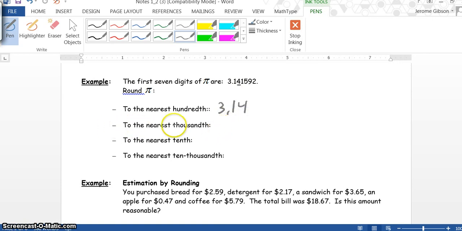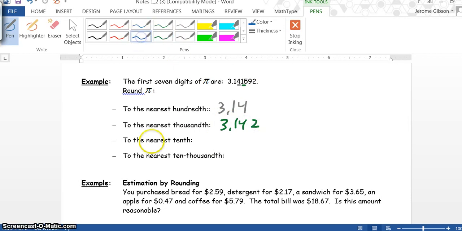Now it says to the nearest thousandths. So we go here, the thousandths place is this 1 here. We look to the right of the 1 and we have a 5. So we know when it's 5 or greater, we will add 1 to this place value, and then all 3 of these digits will drop off. So it'll be 3.142.